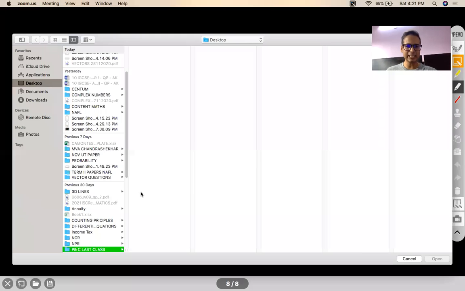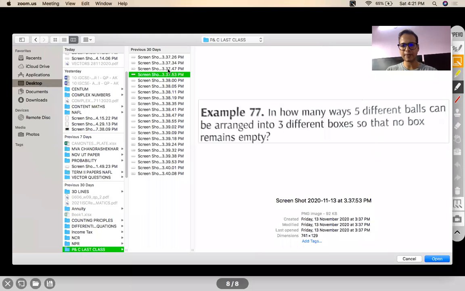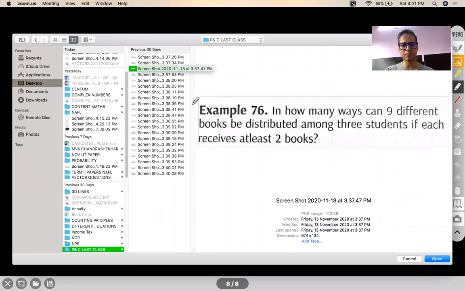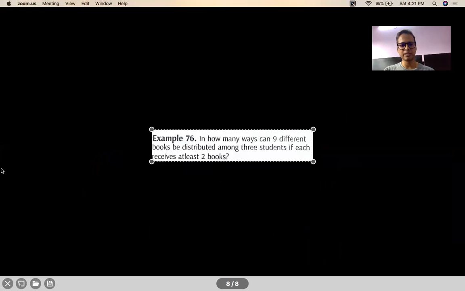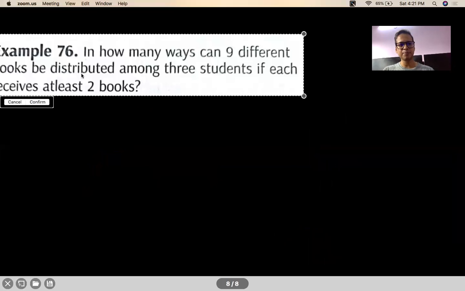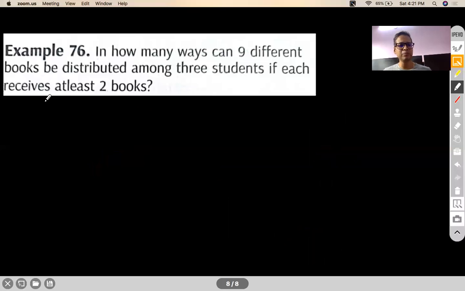Let's take another one. In how many ways can 9 different books be distributed among 3 students if each receives at least 2 books? Now, don't type out the answer, just say done so that I know you are done with the concept. Okay, then we'll discuss and then see where you went wrong.